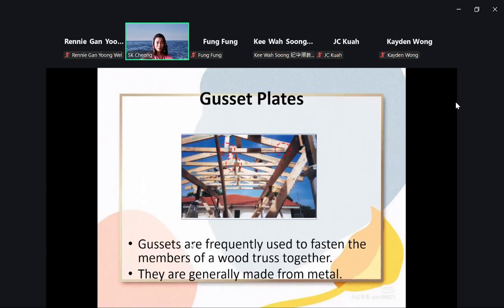Gusset plates are frequently used to fasten the members together. Can you see over here? A small gusset, the red circles. Usually it's a metal plate.